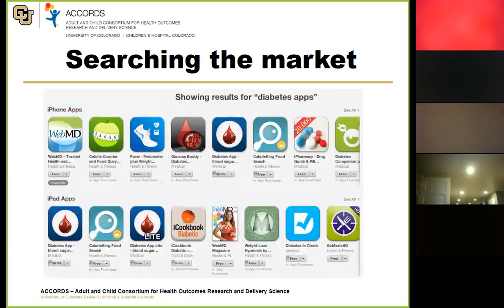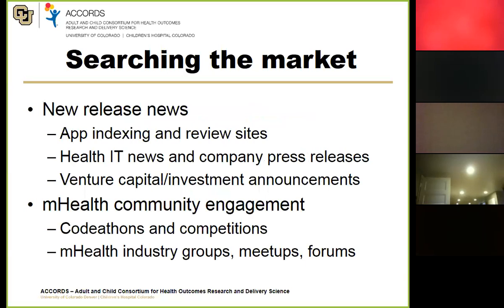Here's just an example looking in the Apple Store with a search on diabetes apps. This is, I think, page 1 of 9 that came up, but it just gives you an example of the sorts of things that you might find. If this is an area that you're particularly interested in, Google will be your friend in terms of searching for new releases, looking for investment companies, who do a lot of announcements of new products that they have going on the market. Health information technology news sites and sources will talk about things that are up and coming, and then there are a lot of different review sites.